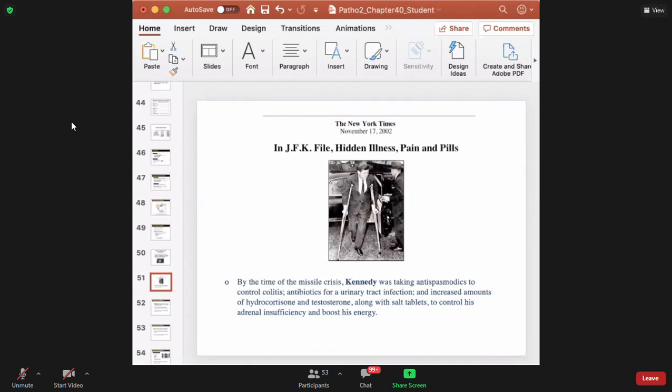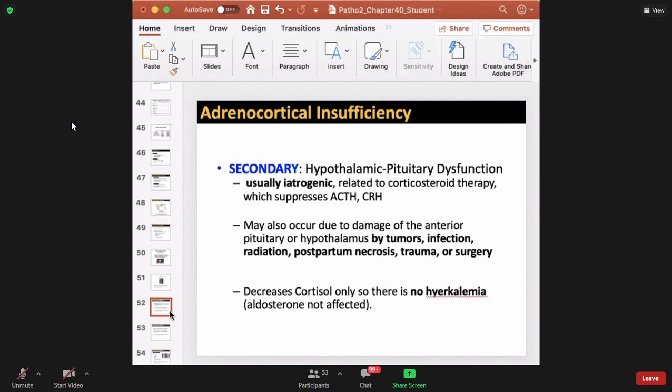So by the time we had the Missile Crisis, right? JFK was on hydrocortisone for all the inflammation. He was on testosterone to replace his androgens. He was on salt tablets to replace his salt. He had to control his blood pressure. He had to boost his energy. I mean, because his cortex was just ablated. He just didn't have a very good cortex.